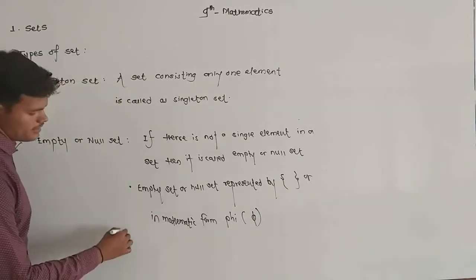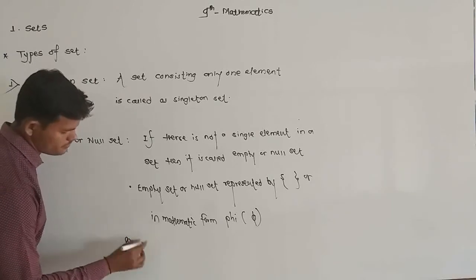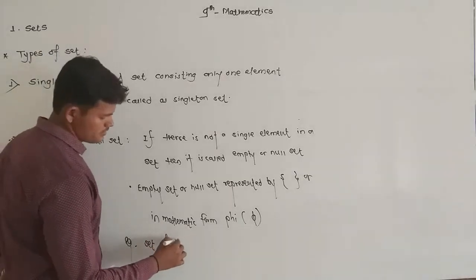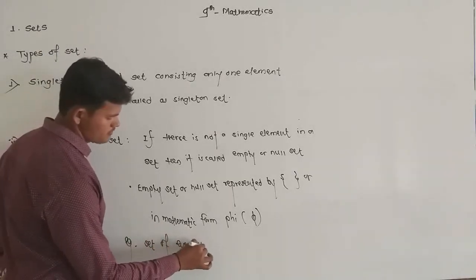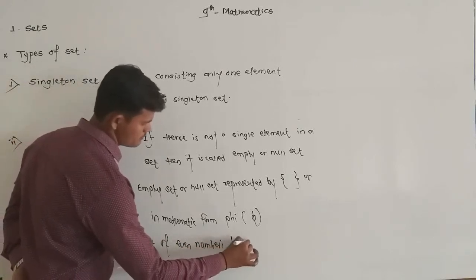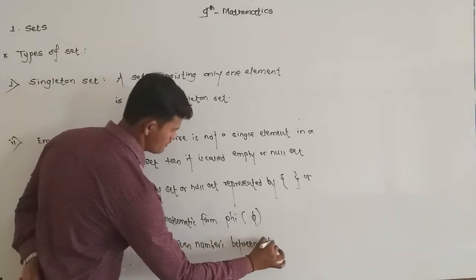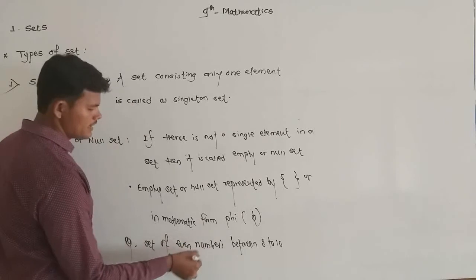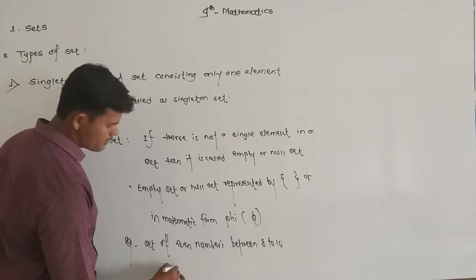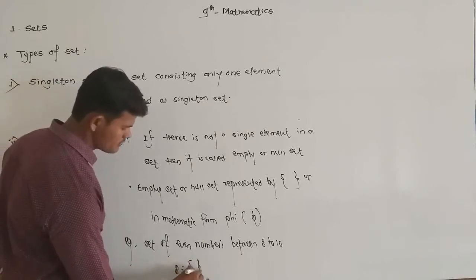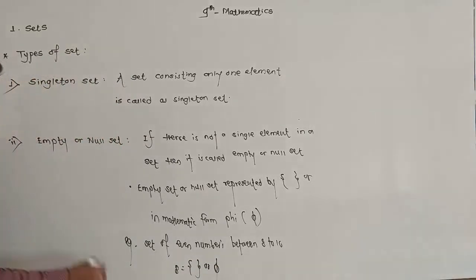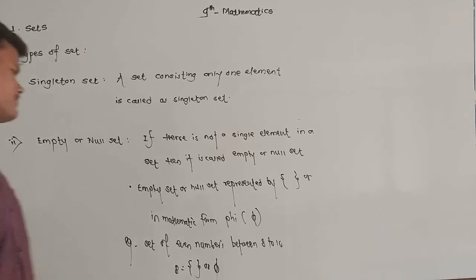Okay, so let's take one example. Set of even numbers between 8 to 10. There is not a single even number between 8 to 10. So it can be represented as curly brackets or phi. Now this is our empty or null set.